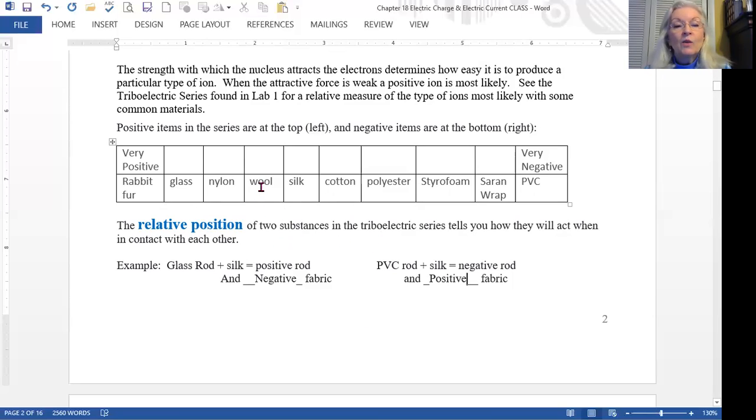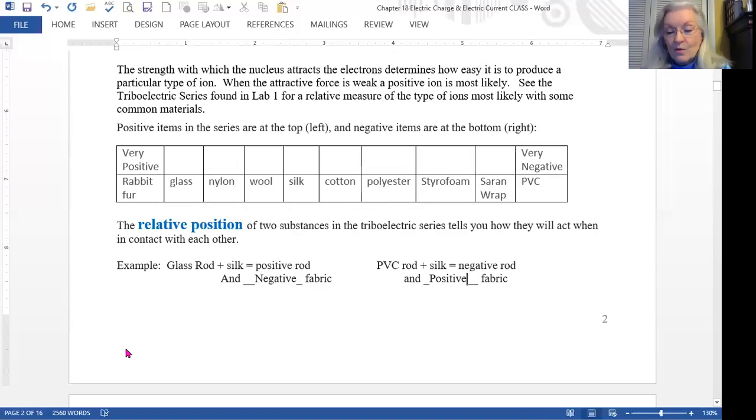Other examples we don't have written down. Suppose you had wool and cotton and you rub them together. Maybe you've got a cotton shirt on and a wool sweater. If you pull that wool sweater off, you can see the wool sweater is going to be positive and the cotton is going to be negative. Suppose you have a polyester blend shirt on and you rub a styrofoam cup on it. The polyester is going to become positive and the styrofoam cup is going to become negative.